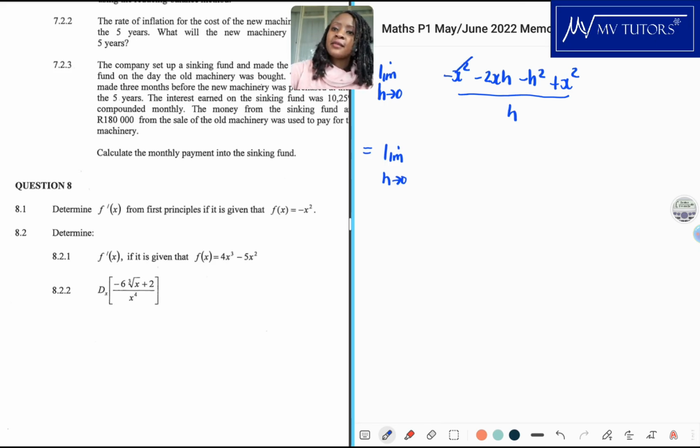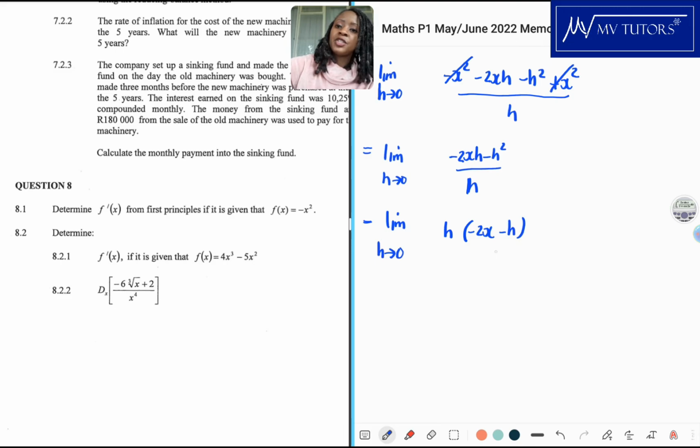Okay, so I can scratch these ones out. Negative x squared plus x squared is 0. And then what I'm left with is negative 2xh minus h squared over h. Then we take out the common factor because I want to get rid of this h in the denominator. I'm going to take out h. I'm left with negative 2x minus h all over h.